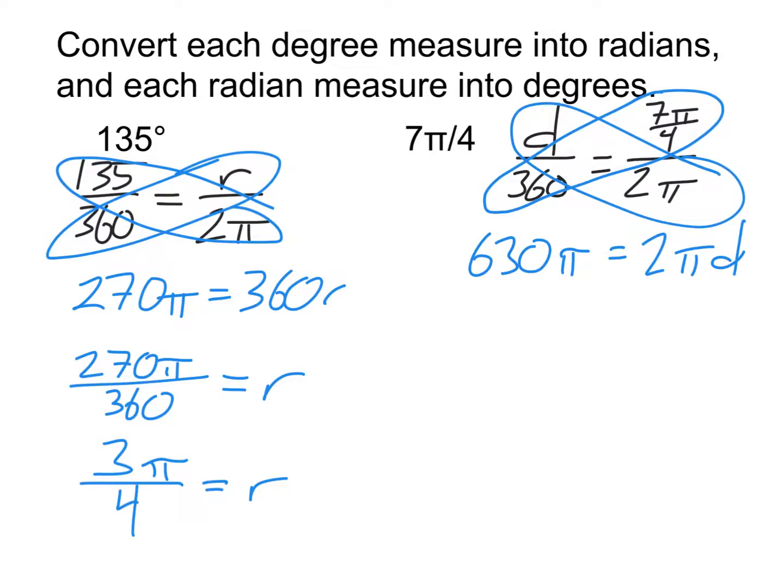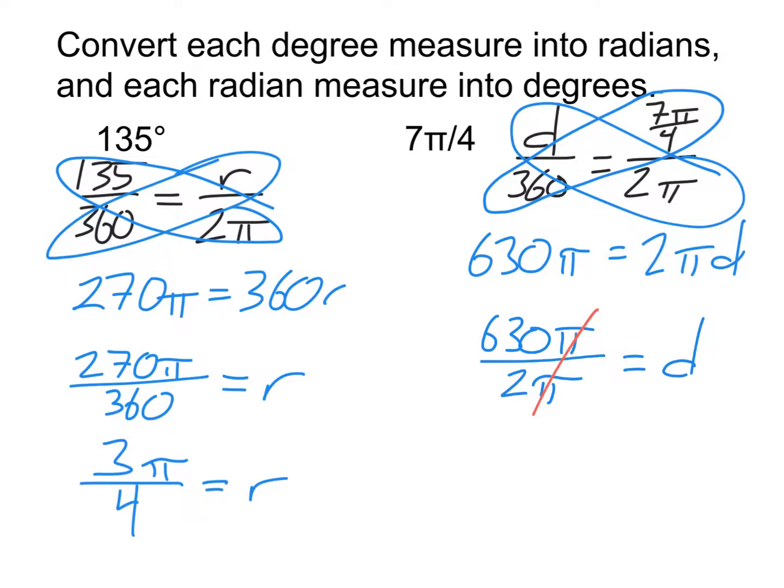All right, next up, I still want to get d by itself. Now notice what's in the way of d being by itself. It's being multiplied by 2 pi. So I'm now going to divide both sides by that 2 pi. So on the left then, that's 630 pi over 2 pi. And on the right side, that just now equals d, because again, I divided both sides by 2 pi. Now notice what we can do in terms of simplifying that. On that fraction on the left side, the pi's are just going to cancel out.